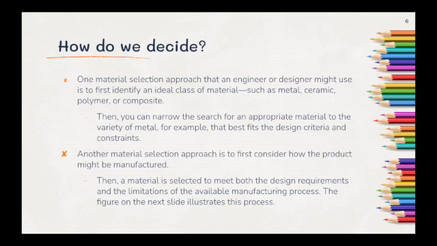Another material selection approach is to first consider how the product might be manufactured. Then, a material is selected to meet both the design requirements and the limitations of the available manufacturing process. The figure on the next slide illustrates this process.